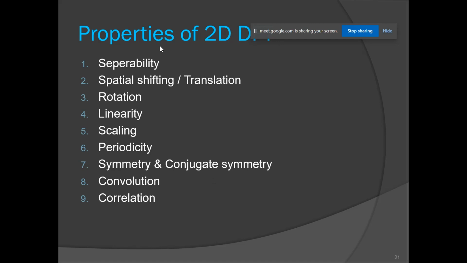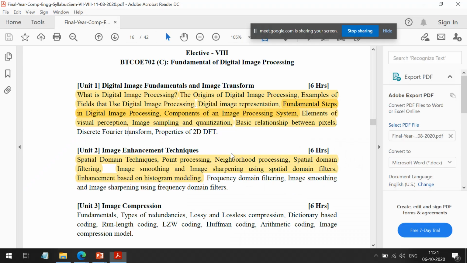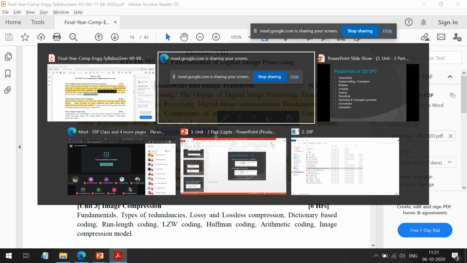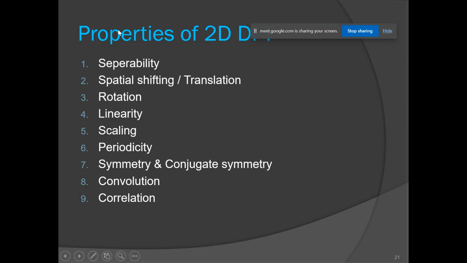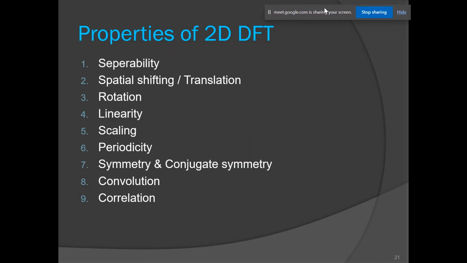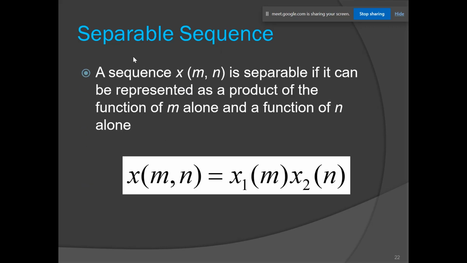Now let us start with the properties of 2D DFT, the last topic from the first unit. So 2D DFT satisfies many properties. It totally satisfies these 9 properties. There are different kinds of signals, and different signals exhibit different properties. Let us discuss these properties one by one. Before that, we will just clarify what these properties are.